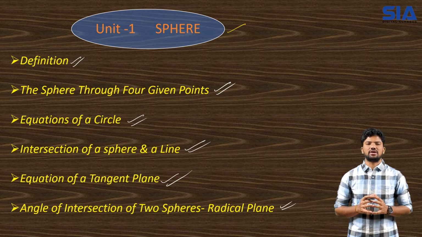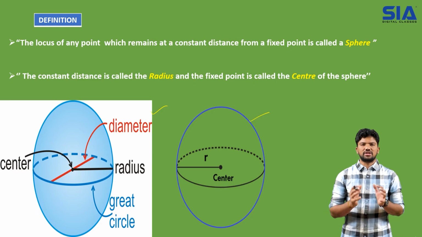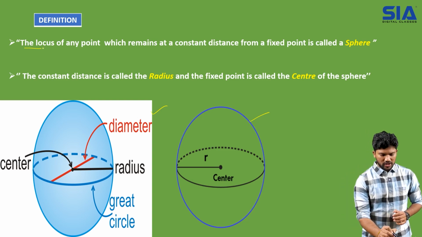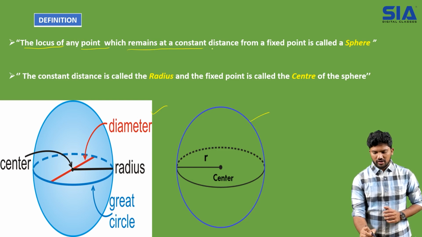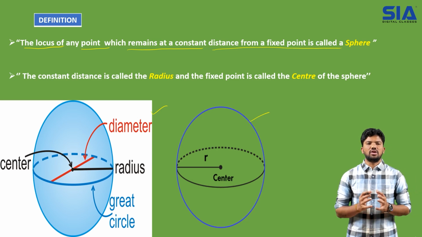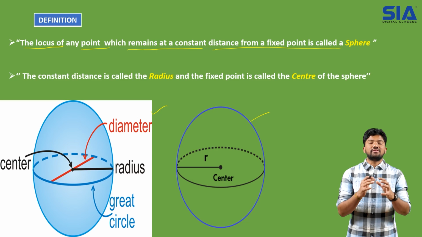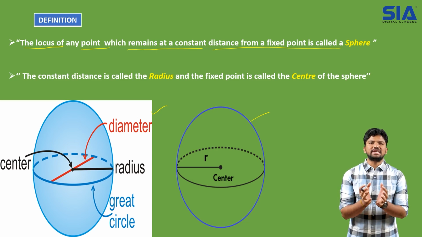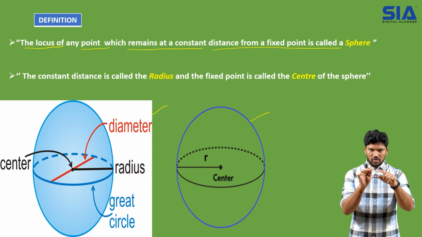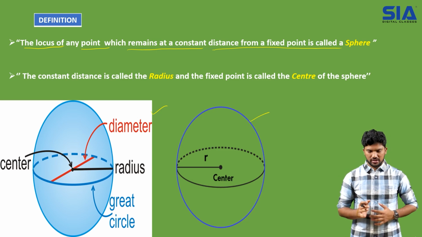The unit name is called spheres. Now, what is a sphere actually? How is it forming? The locus of any point which remains at a constant distance from a fixed point is called a sphere. The locus of any point which remains at a constant distance from a fixed point, that locus is called a sphere.